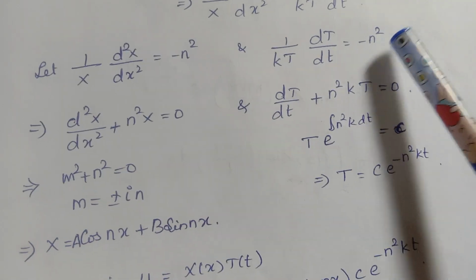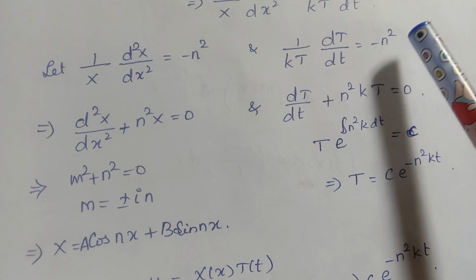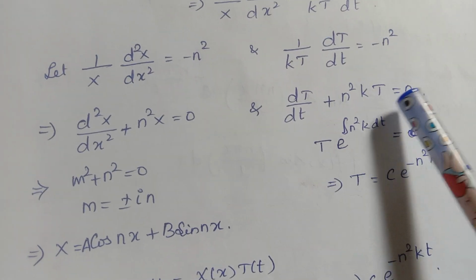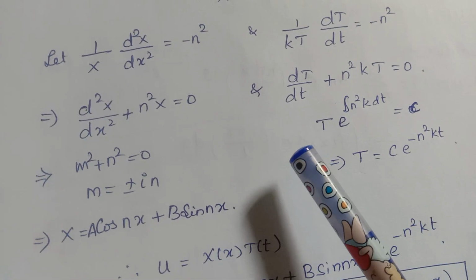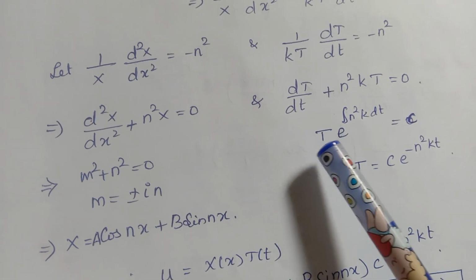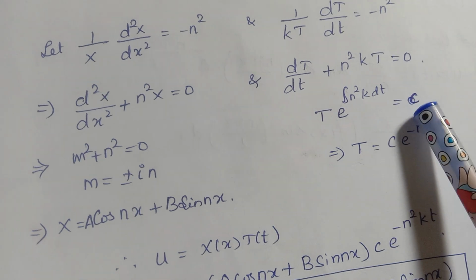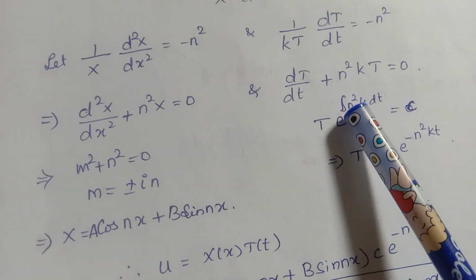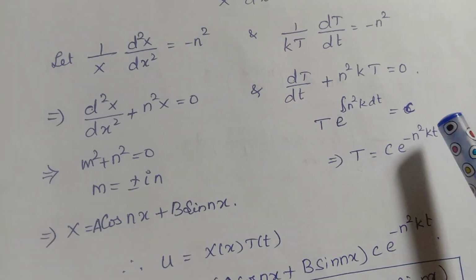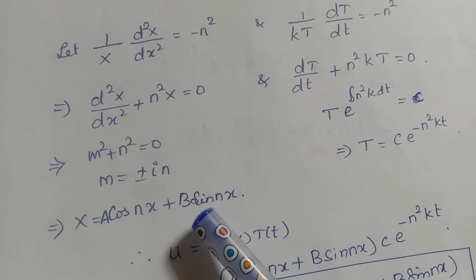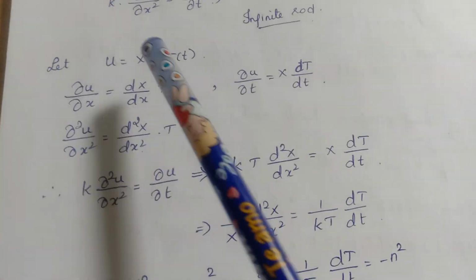Okay, next let us come to T. So here dT/dt plus, when this kT goes to this side, it will be n²kT, no? So dT/dt + n²kT = 0. So this is a first order linear differential equation. So the solution is given by T·e^(∫n²k dt) = constant c. Okay, so T into, this will be e^(n²kt), no? So bring it to this side, it will be T = c e^(−n²kt). Okay, so we obtain the solutions for X and T, but what is u? u is nothing but the product of X and T, no?